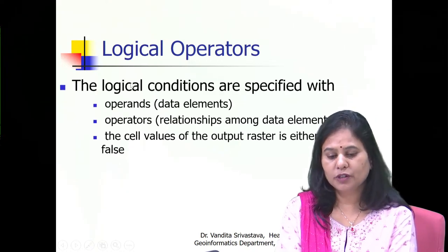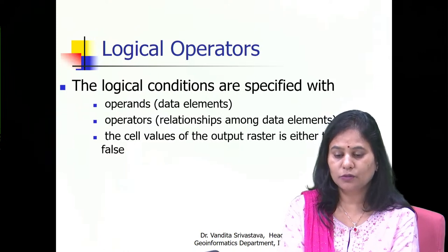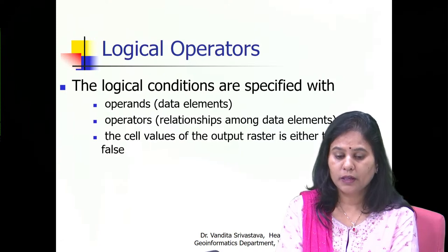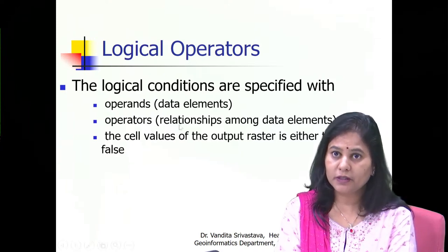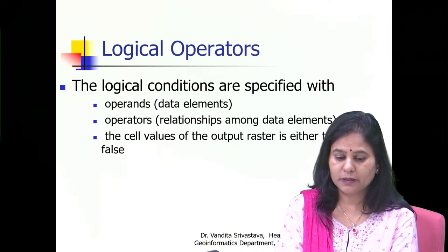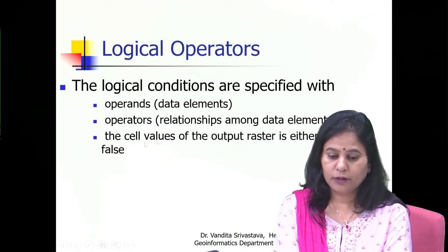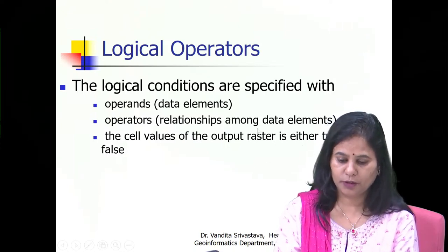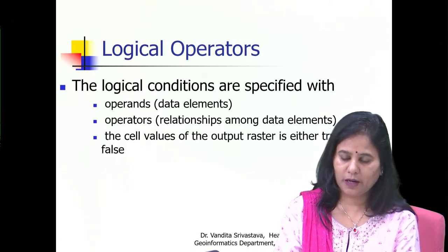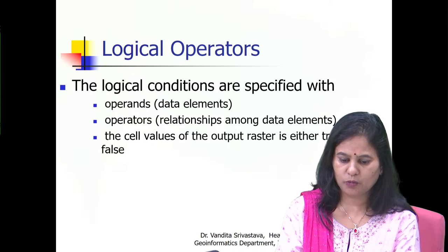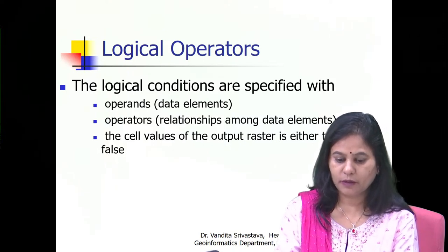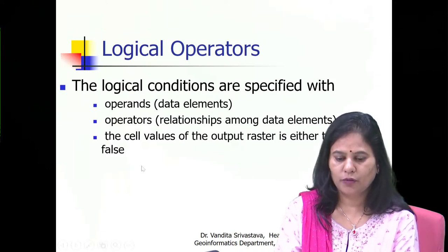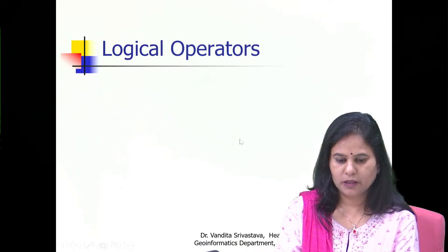Whenever you perform a logical operation, there are three things that need to be there. One is the operand, the data elements that we are going to operate upon; the operator, the relationship between these operands; and the outcome. The outcome will be the cell values that will be either true or false. If we are talking about Boolean theory, it is true or false. If we are talking about fuzzy theory, then we will have a more gradual output, but there will still be some cell values as well. Okay, so these three things are the basics of logical operators. We'll see how they look.